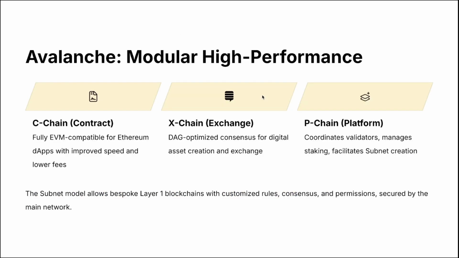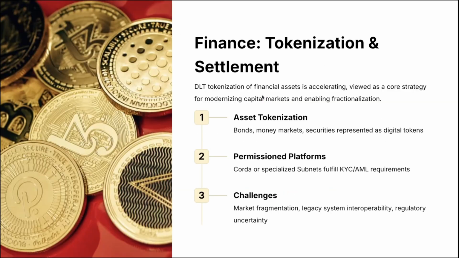All right, quickly, let's talk about some of these concepts of tokenization before we close the session. Tokenization is becoming a foundational strategy for modernizing capital markets by representing traditional financial assets like bonds, securities, and money market instruments as digital tokens on a distributed ledger. Institutions can enable faster settlement, greater efficiency, and asset fractionalization. This process typically occurs on permissioned platforms, where compliance is essential.